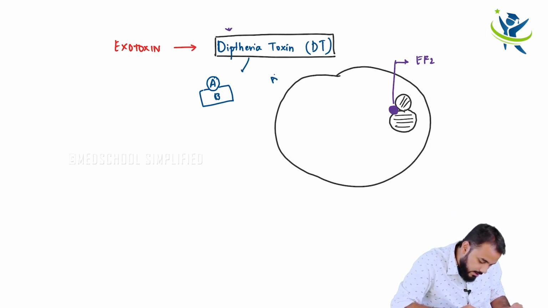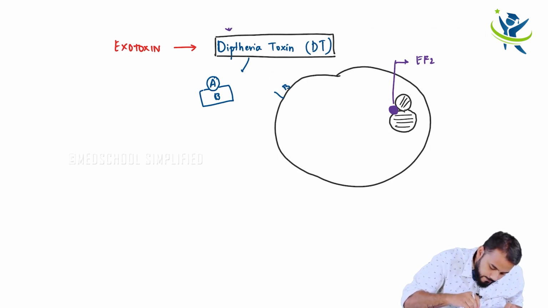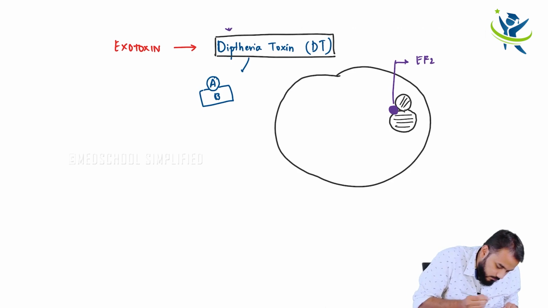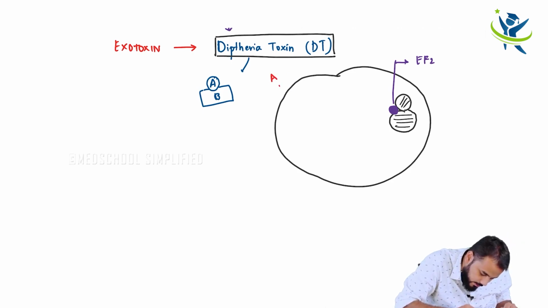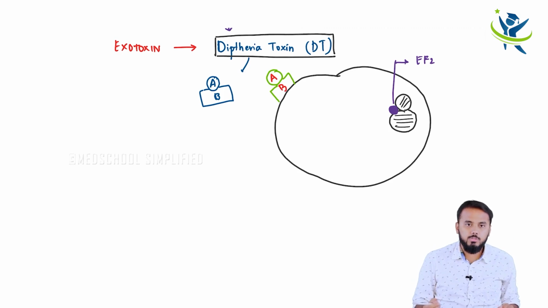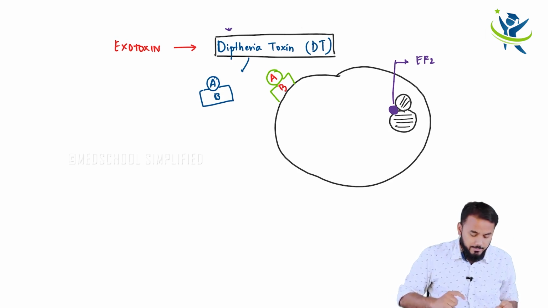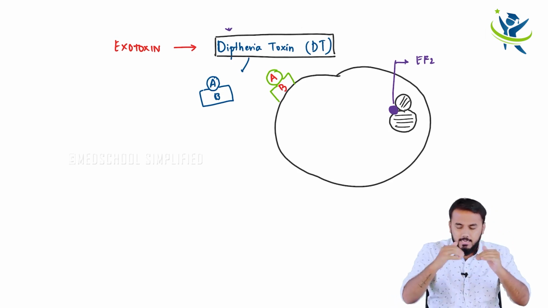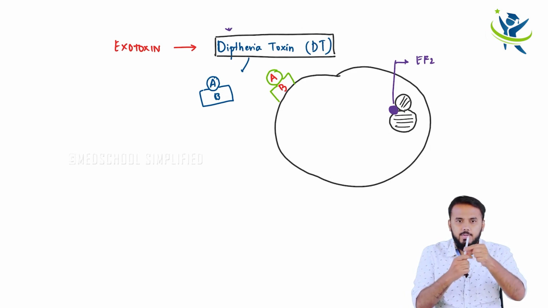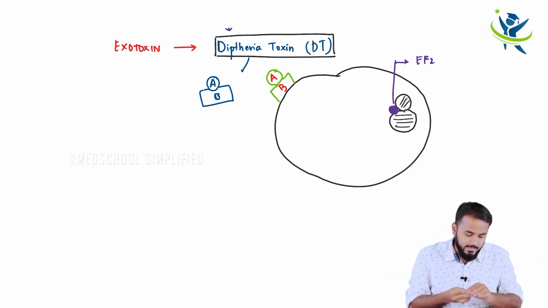The A subunit and the B subunit, both of them are attached to the host cell. Once they are attached, the host cell will take them inside like this. For example, this is the A subunit, this is the B subunit. They are attached to the host cell, right? Now the host cell is taking them inside like this.